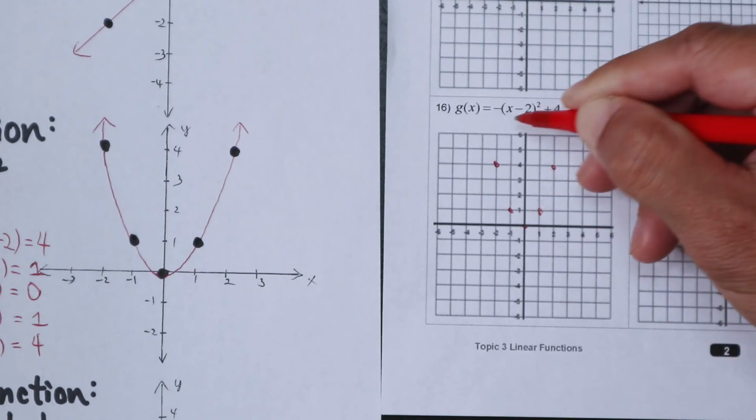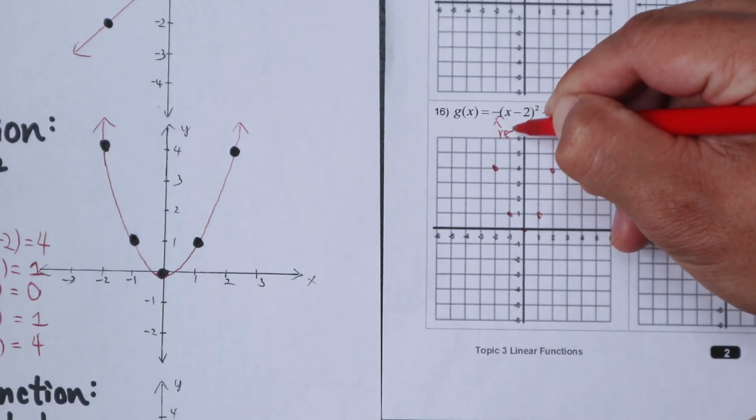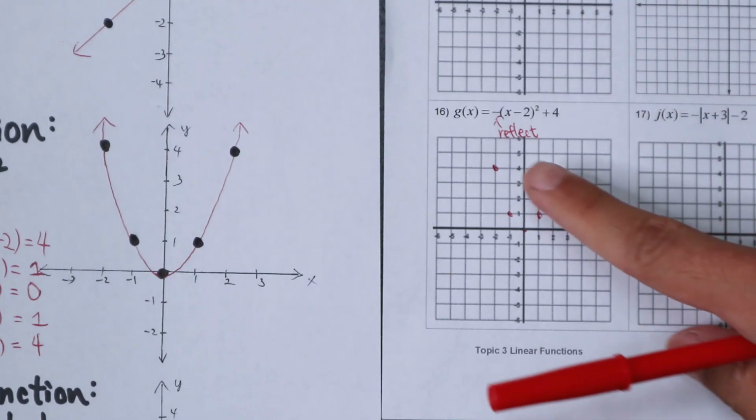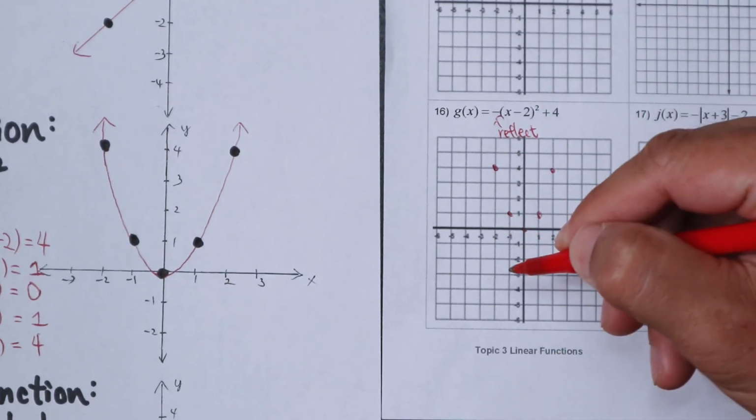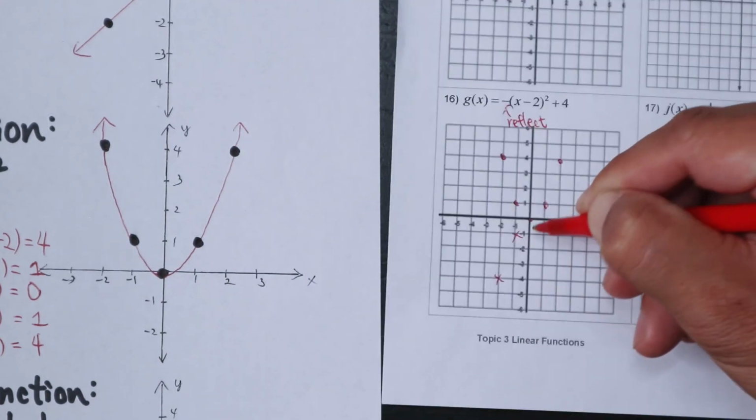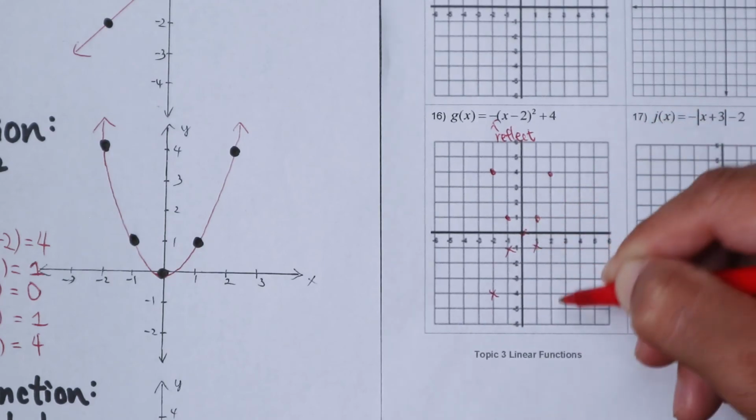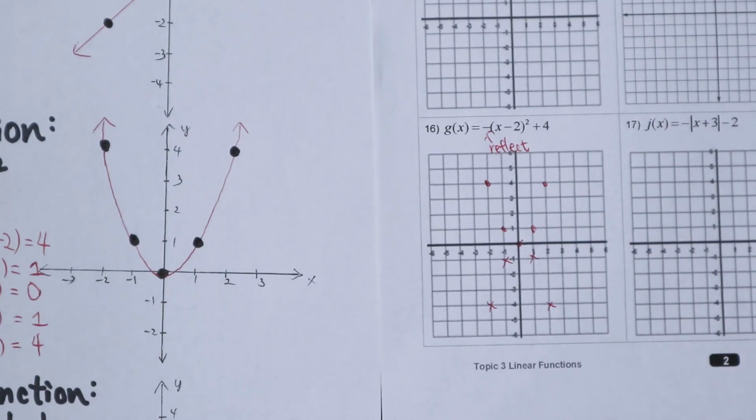And then I see that since there's a negative, this is a reflection. So you're going to reflect these 5 points upside down. So it's going to look like this. So you're going to show work like this on this homework. So these are required to be visible on your homework.